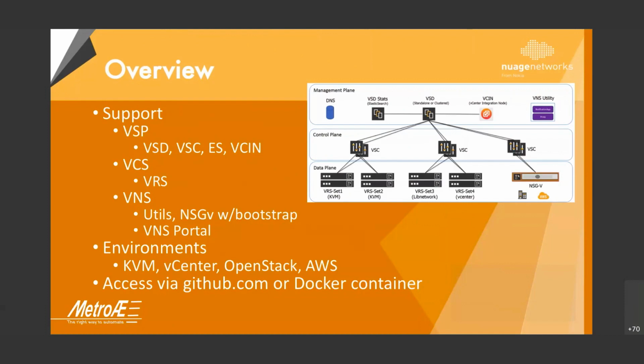But if you want to set up a few VRSs or a number of VRSs in an environment for testing purposes or proof of concept, we will support that. And then on the VNS, we support the utils VM, and we support the NSGV with bootstrapping. So we can configure the NSGV to do a zero-factor bootstrap, or one of the other types of bootstraps. And something new in version 3.3 is some contributed code from the VNS Portal team. And so you can use Nuage Metro to deploy the VNS portal as well into your environment.